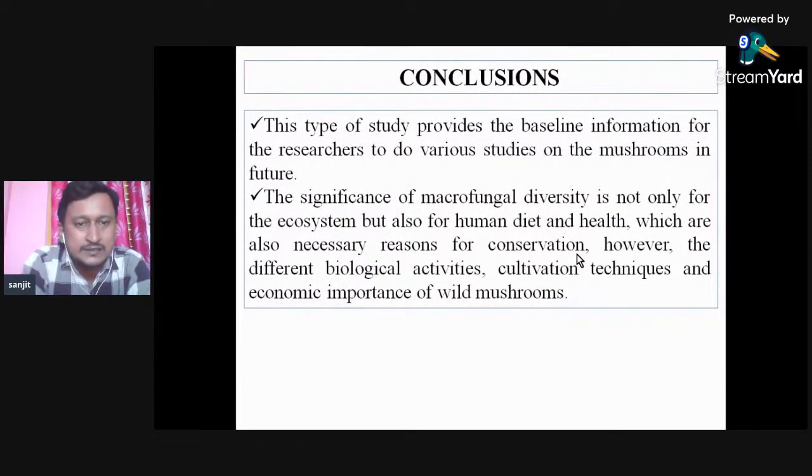Now the conclusion. This type of study provides baseline information for researchers to do various studies or research on mushrooms in future. The identification of mushroom diversity is not only for the ecosystem but also for human diet and health, which are also necessary for different studies like conservation, how the different biological activities were performed by the mushroom, cultivation, which is an important factor nowadays, and economic importance of the wild mushroom.